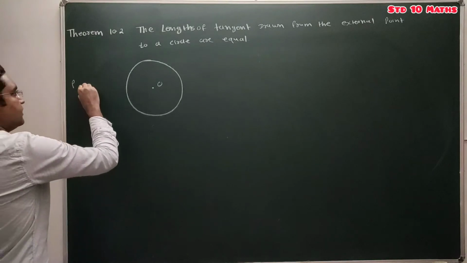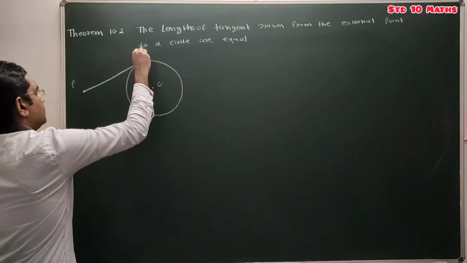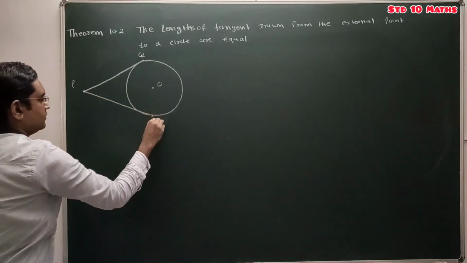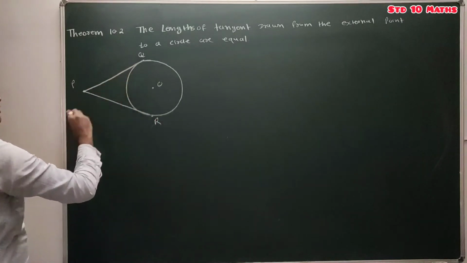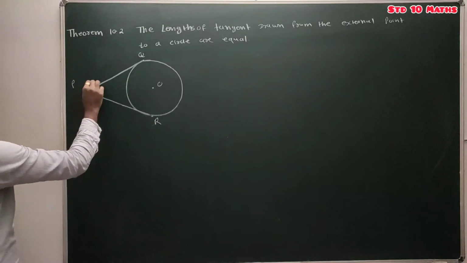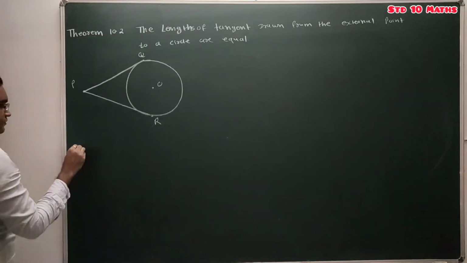So the two tangents are tangent PQ and tangent PR. The lengths of the tangents drawn from the exterior point to the circle are equal. So we have to prove this.